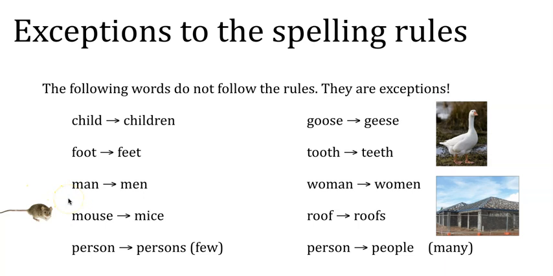Person can be persons when there are few, that means 2 or 3, a small number. Or person can be people if we have many people. Goose, geese. 1 tooth, many teeth. 1 woman, many women. Roof, roofs. These are exceptions. They do not follow the rules.